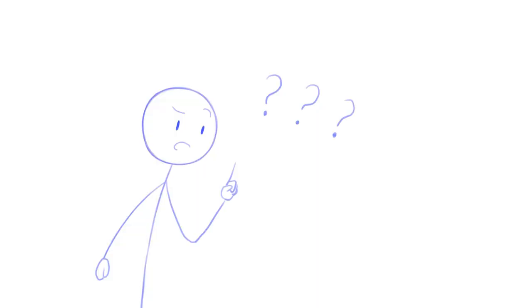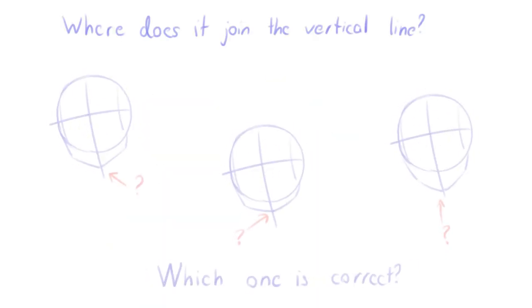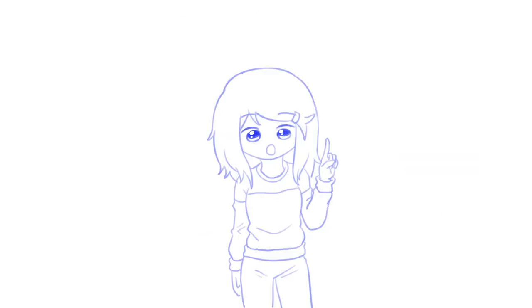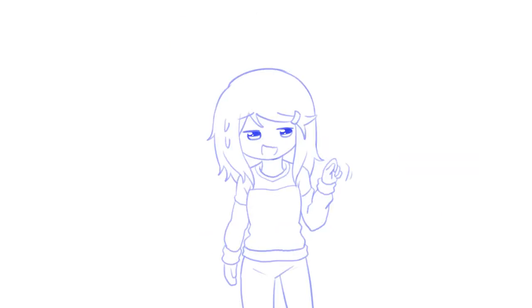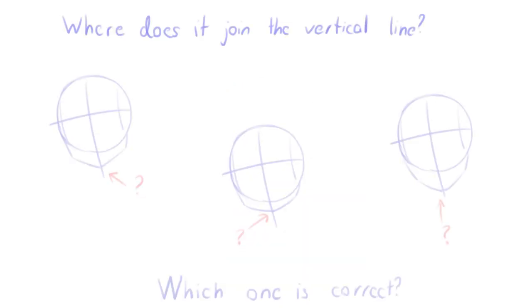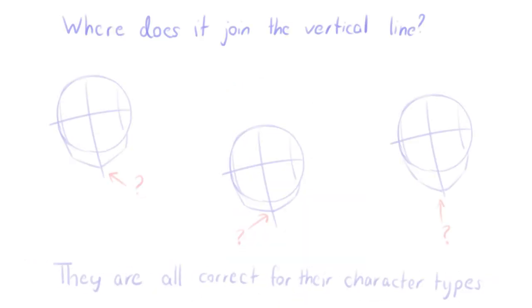So you might be asking, where does it join the vertical line? How do you know how long the chin is? And I'll try to explain, but this part is complicated, sorta. So the reason I was so general in my instructions on how to draw the chin was because there are many, many ways to draw chins, and it all depends on the character that you're drawing.